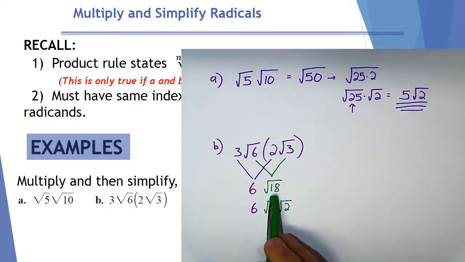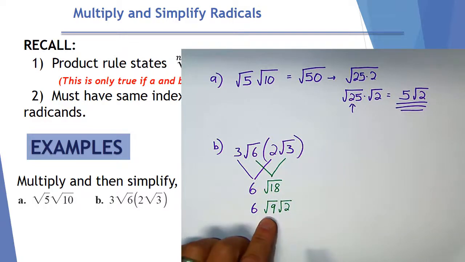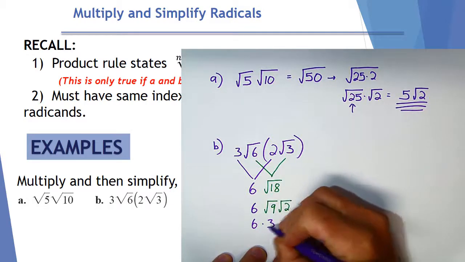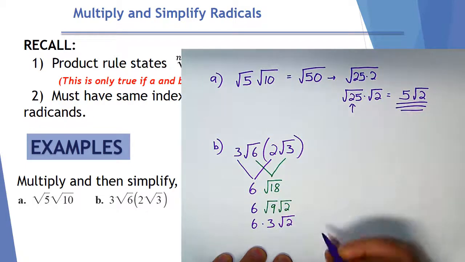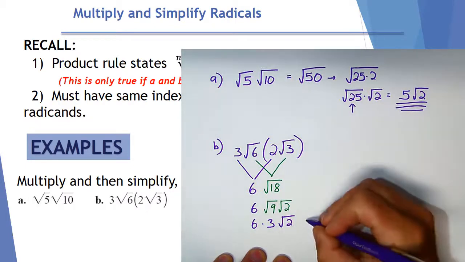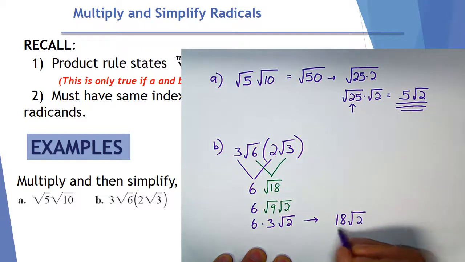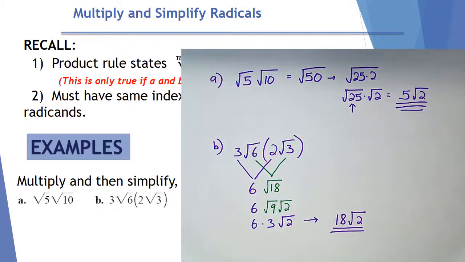Now that 6 still lives out in front. So 6 times root 18 becomes 6 times root 9 times root 2, but the square root of 9, that's 3. And so we can call this 6 times 3 square root of 2. But of course, 6 times 3 can be combined, and we end up with 18 times the square root of 2. And so there's our result. That is completely simplified.